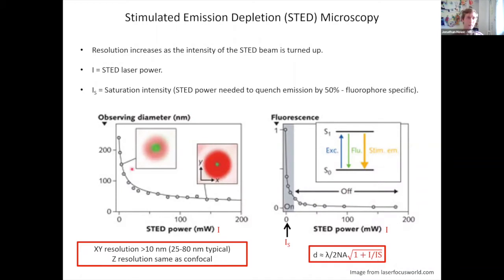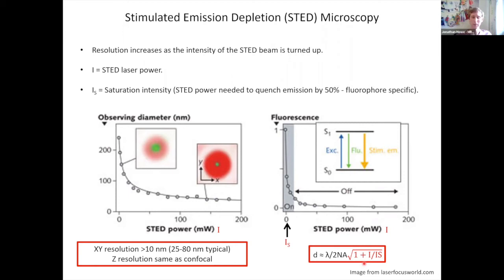This term, saturation intensity, refers to the STED power required to quench emission by 50%, and it's specific for the fluorophore. So each fluorophore will have a saturation intensity. And essentially, the easier it is to saturate the fluorophore, the easier you can improve the resolution. And typically, you can achieve resolutions in the sort of 25 to 80 nanometer range.